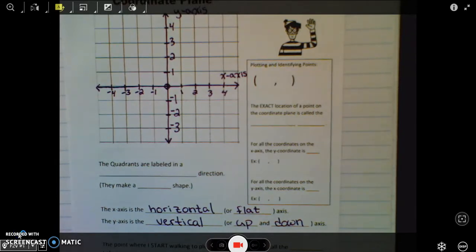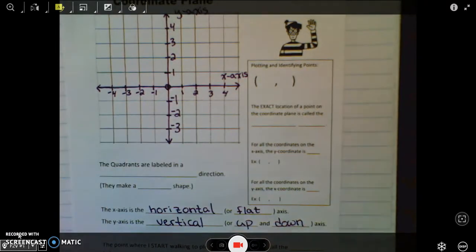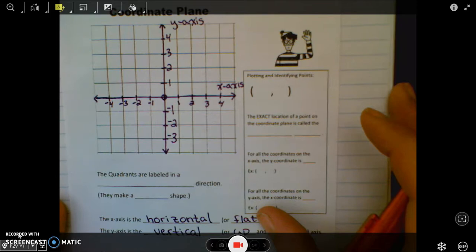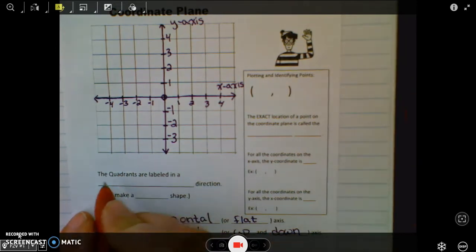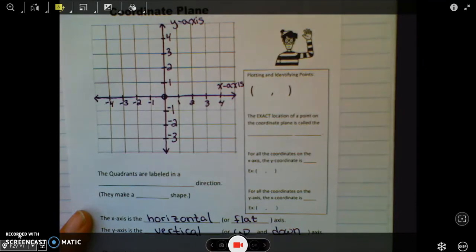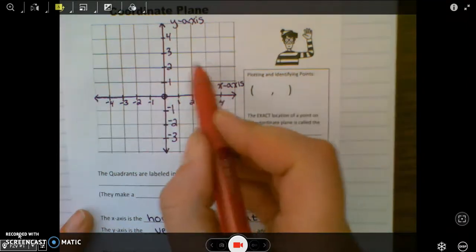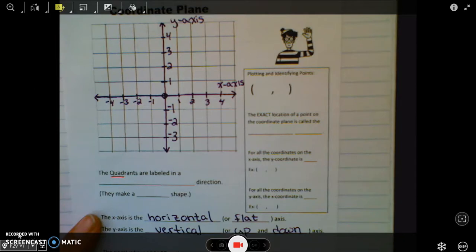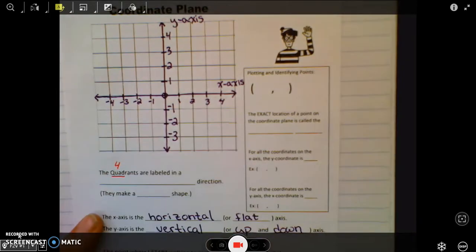All right, now as we have drawn both of these number lines intersecting right here at 0, it has divided our coordinate plane into 4 sections. So these sections do have names. I skipped over this first part underneath my grid here. It says the quadrants are labeled in a blank direction. So that vocab word that talks about these different sections, those are your quadrants. And the prefix you see in quadrant is quad. Quad means 4. Okay, so quadrants are the 4 sections of this coordinate plane.